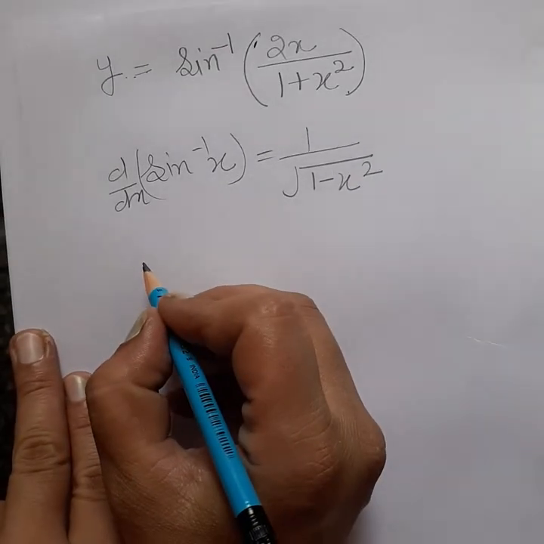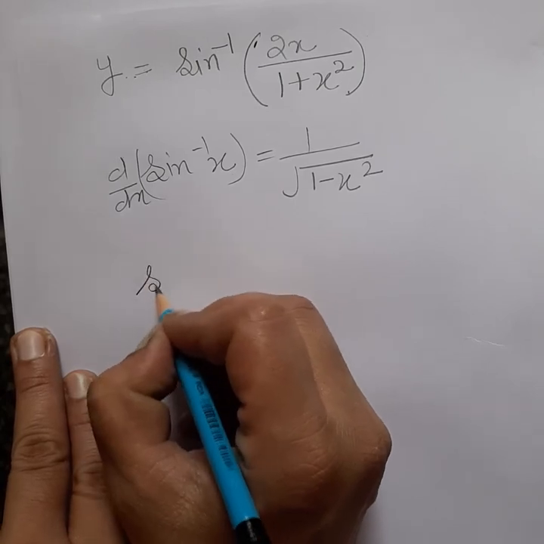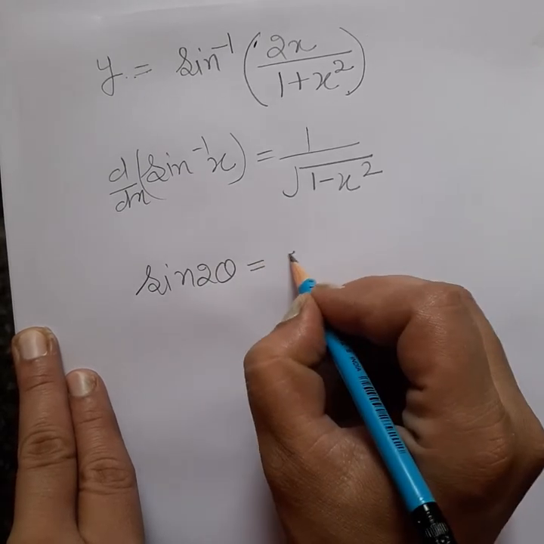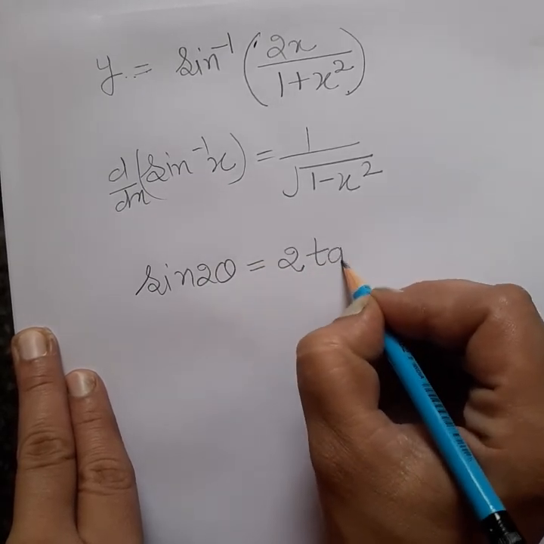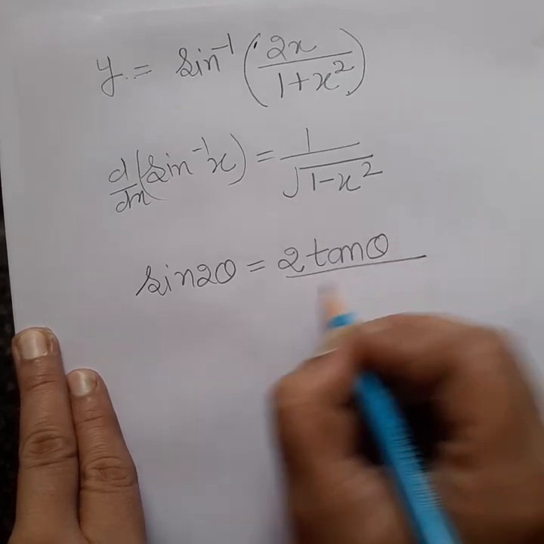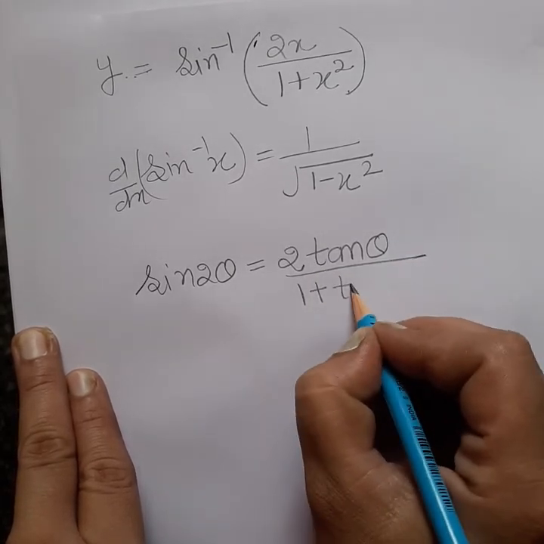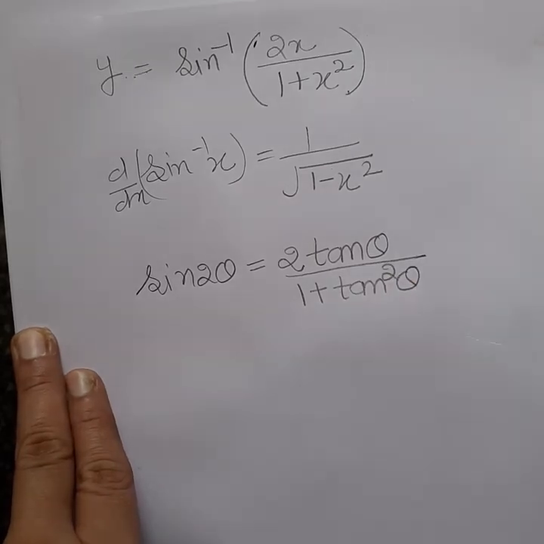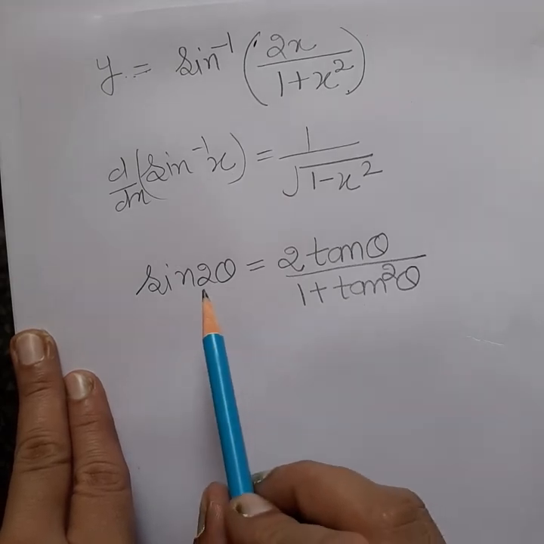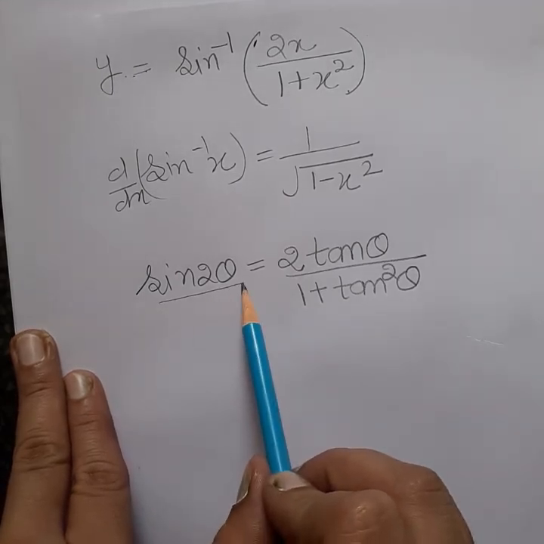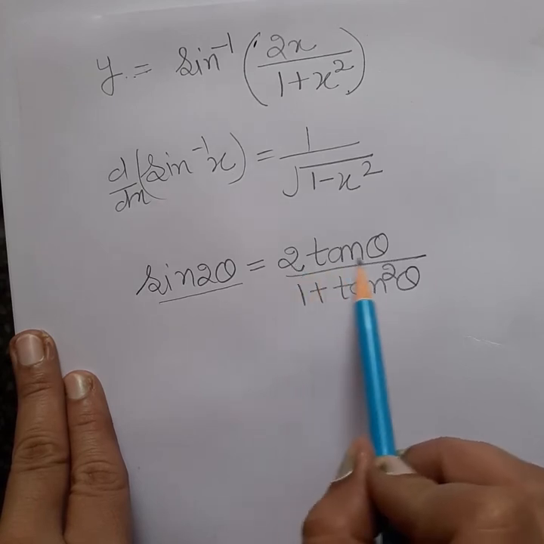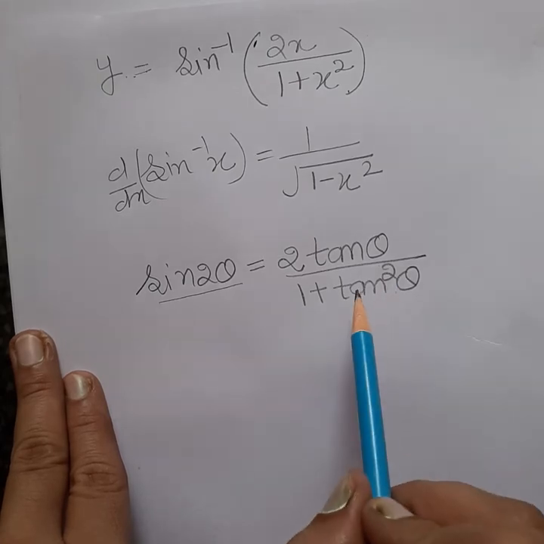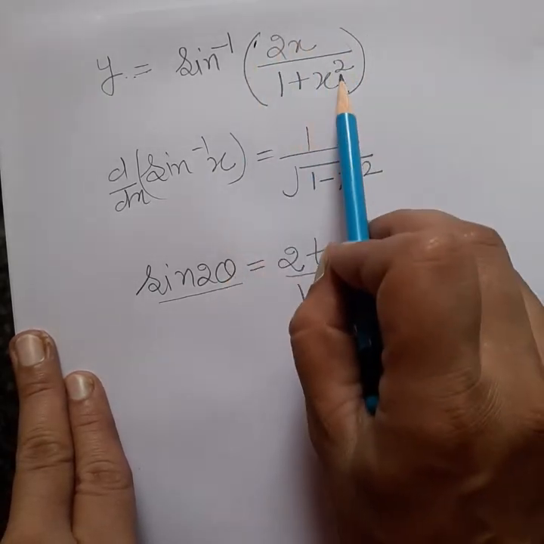For that, we know that the formula of sine 2 theta in trigonometry is equal to 2 tan theta upon 1 plus tan square theta. Now you remember this formula: the formula of sine 2 theta is equal to 2 tan theta upon 1 plus tan square theta. Now you can match this formula with this function.